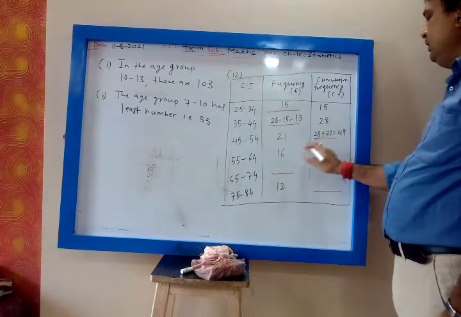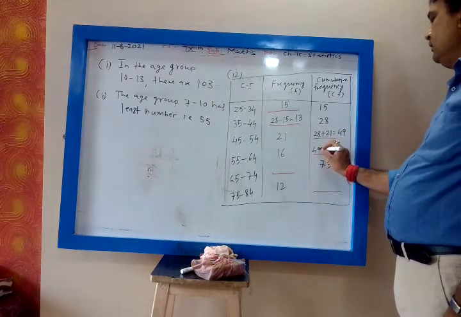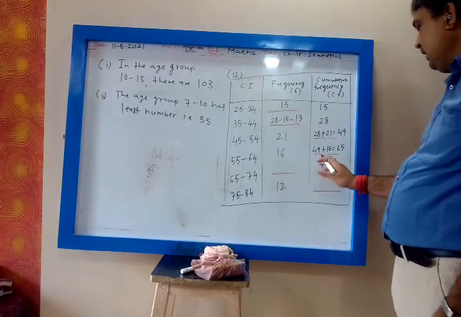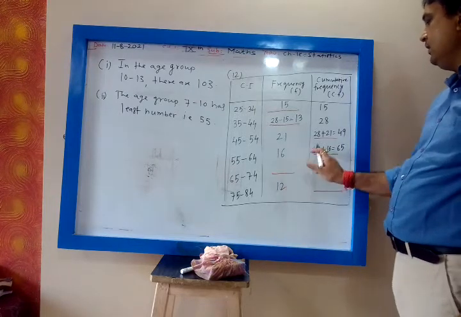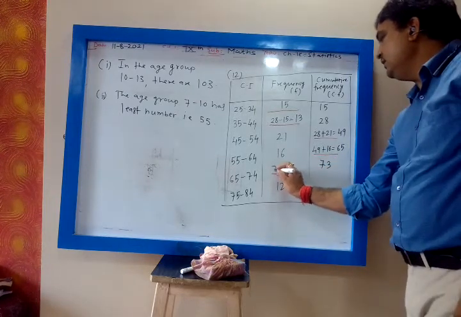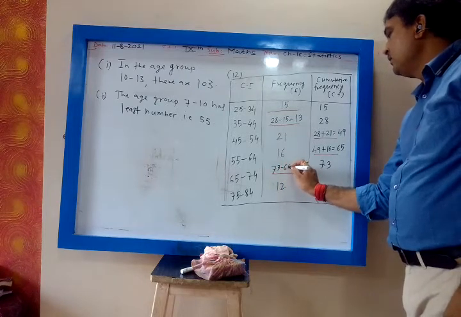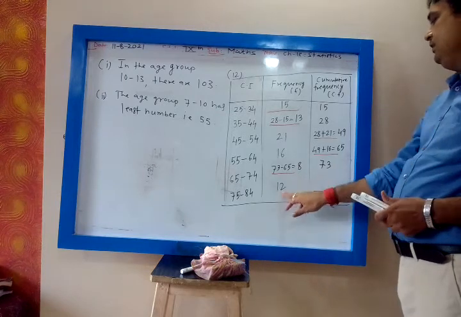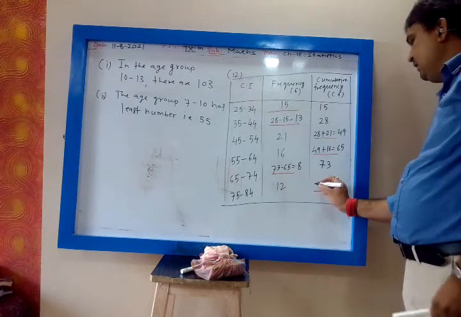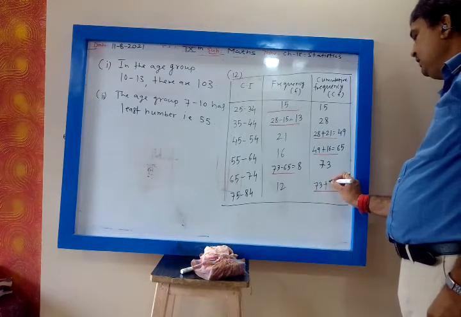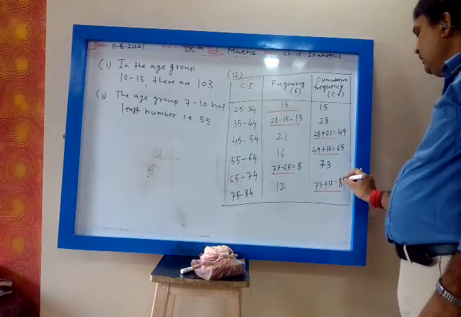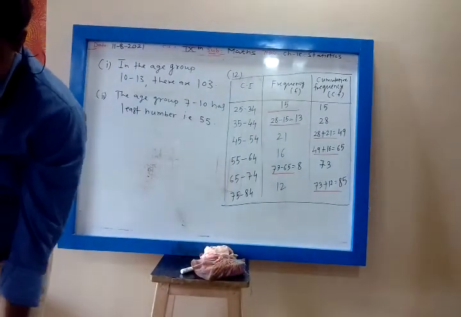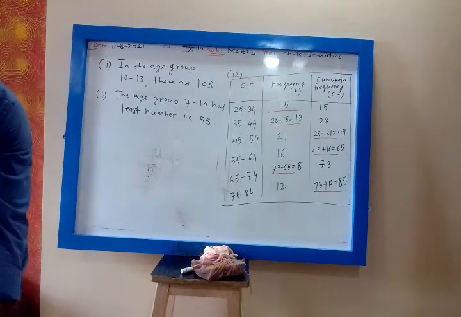49 plus 16, 65. Then 65 we have added to which number? We get 73. That is 73 minus 65, 8. Then 73 plus 12, that is 85. In this way we complete. So from frequency we have got cumulative frequency.